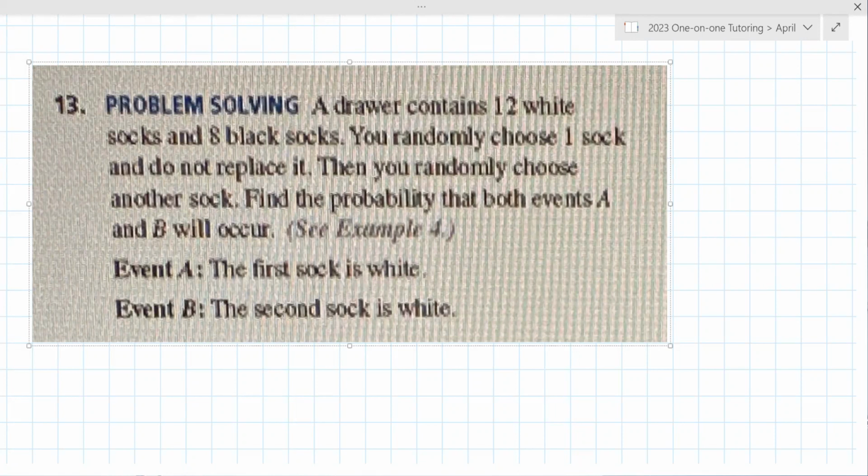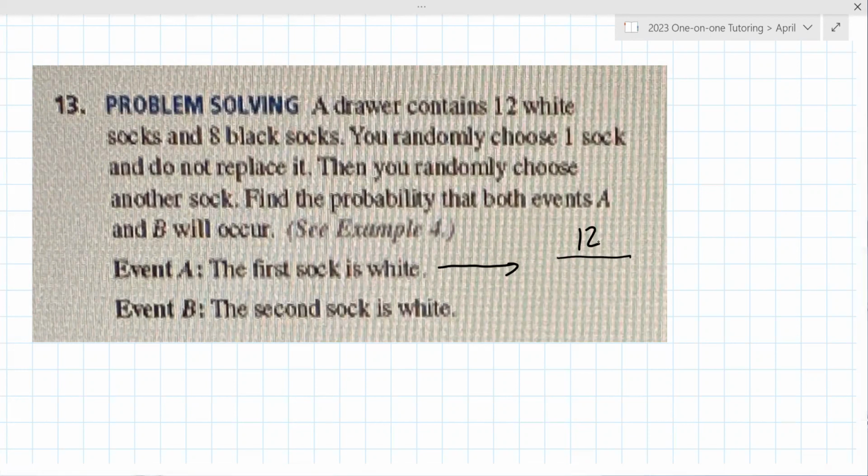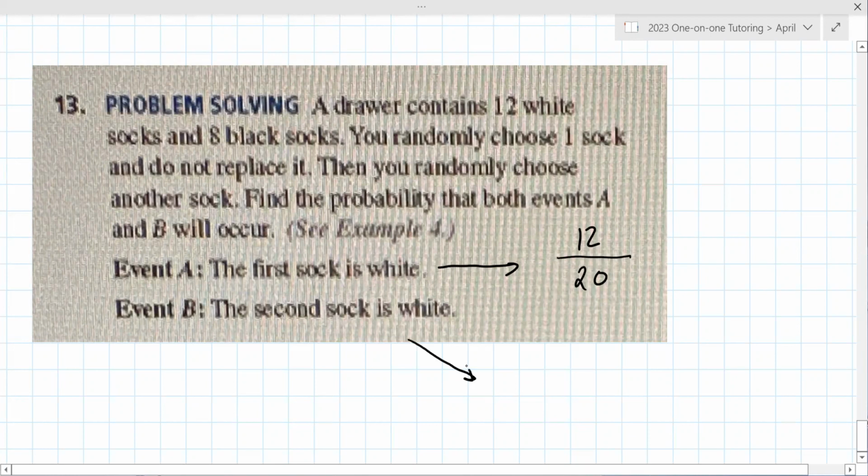Okay. Event A, the first sock is white. So what you're trying to think about is, well, how many white socks are there in the drawer? Well, it says 12. There's 12, and that's what you want. Like you can grab any one of those 12 and you're good. Right. And on the bottom is the total number of socks. How many socks total are there? 20. Okay.